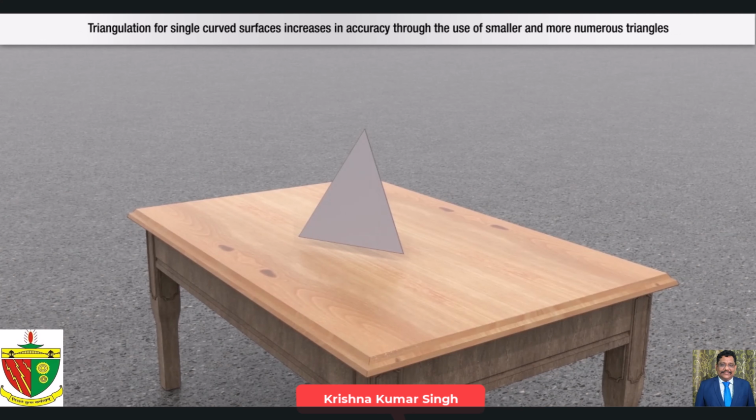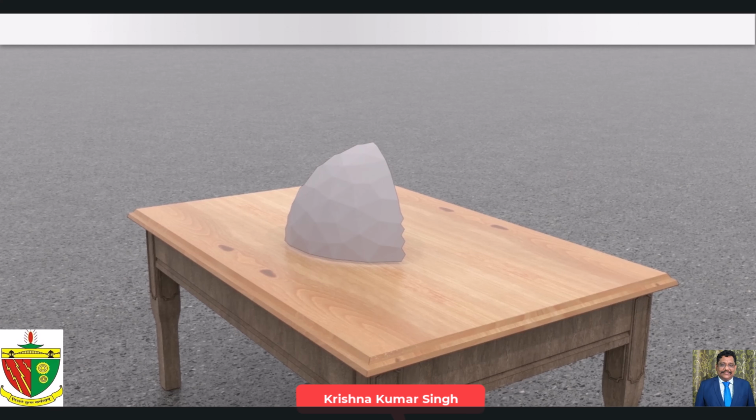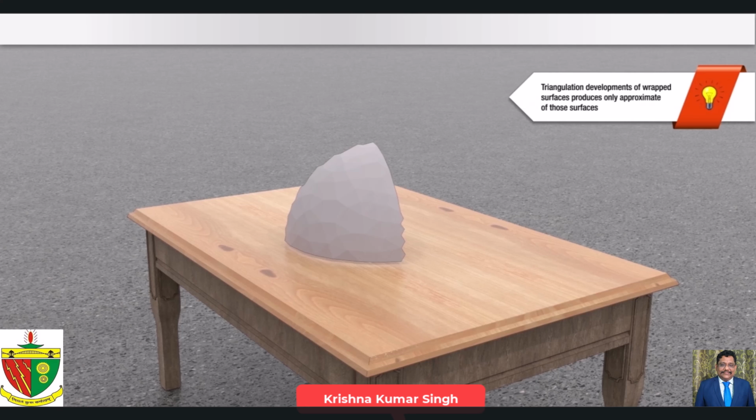Triangulation for single curved surfaces increases in accuracy through the use of smaller and more numerous triangles. Note, triangulation developments of wrapped surfaces produces only approximations of those surfaces.